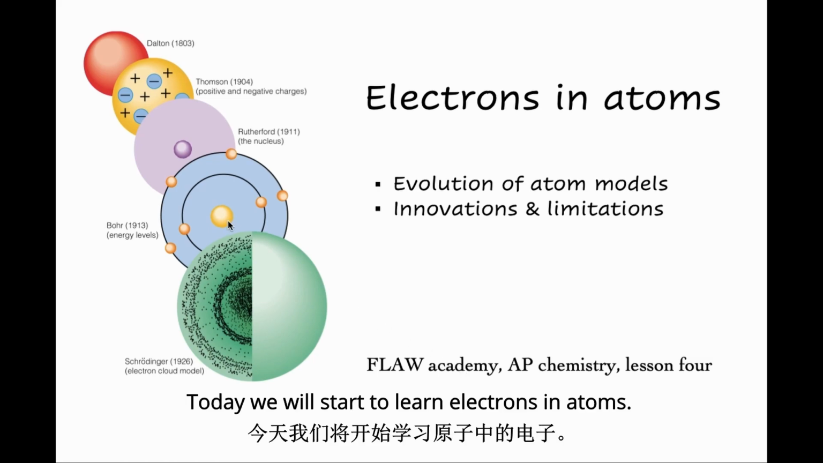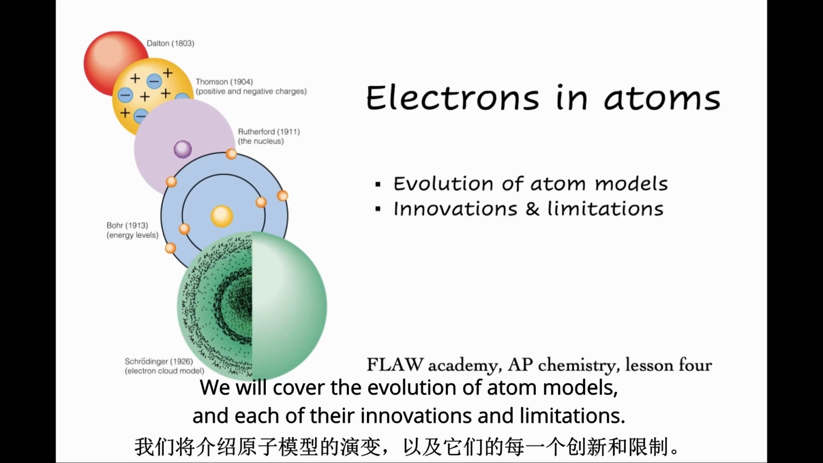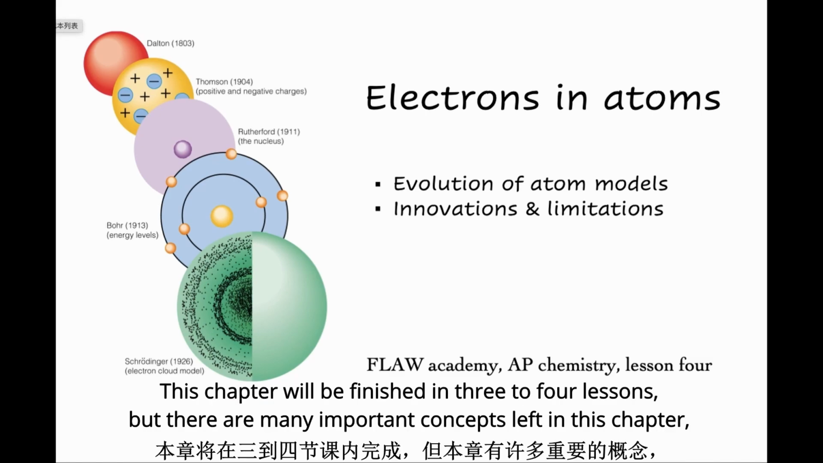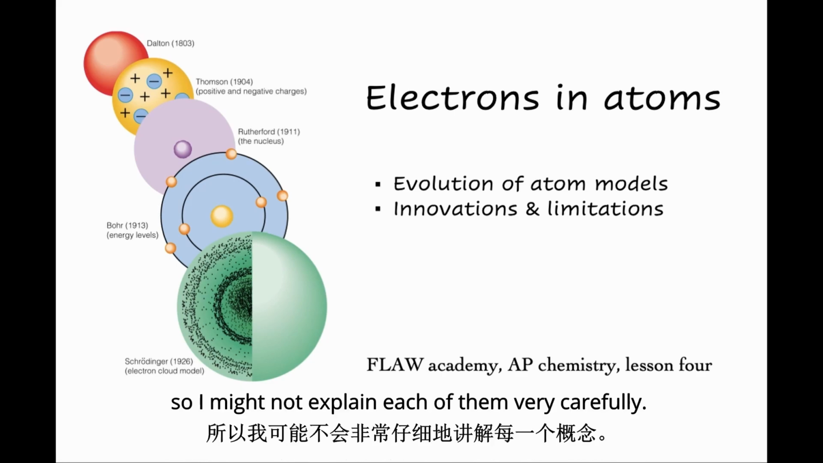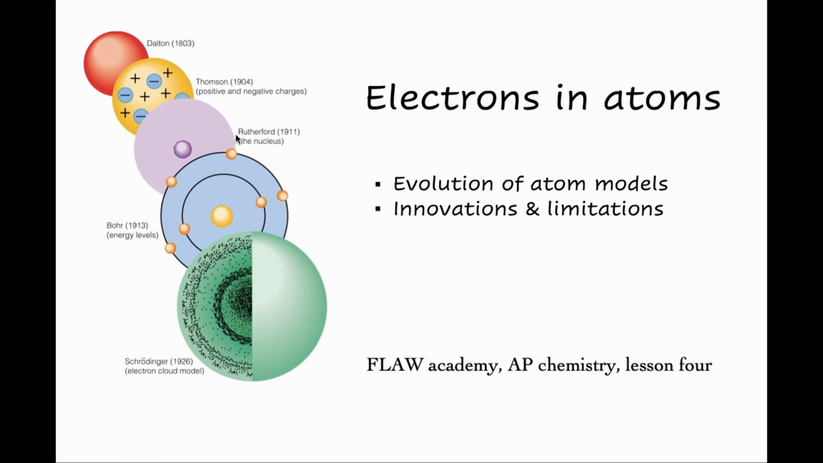Today we'll start to learn electrons in atoms. We'll cover the evolution of atom models and each of their innovations and limitations. This chapter will be finished in 3 to 4 lessons, but there are many important concepts left in this chapter, so I might not explain each of them very carefully. I'll mainly focus on the connections between them.